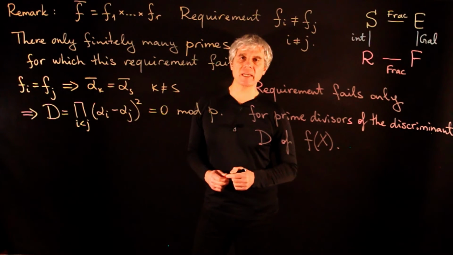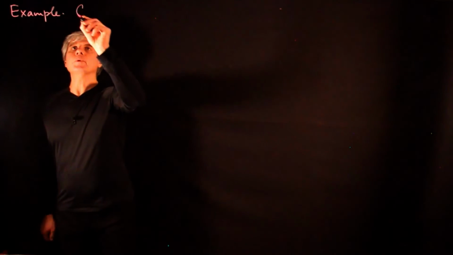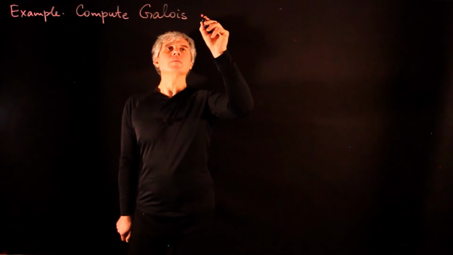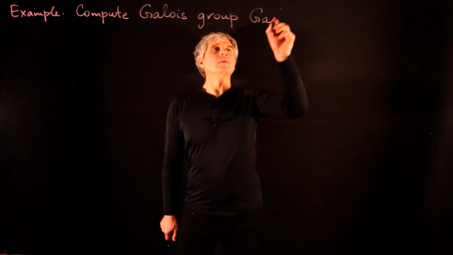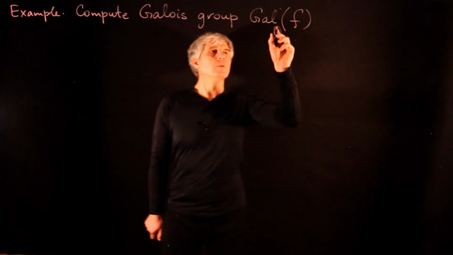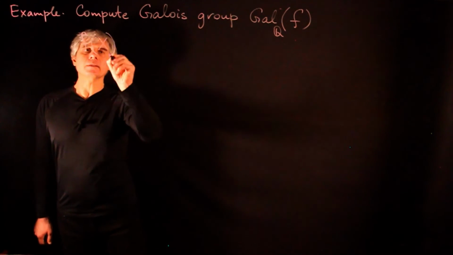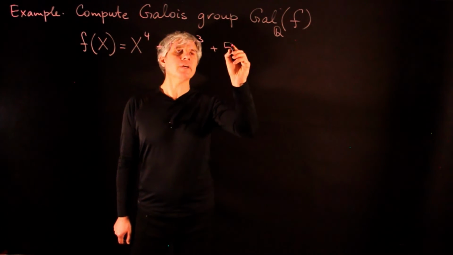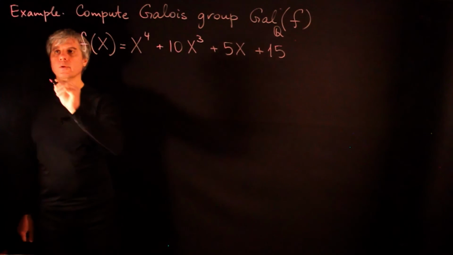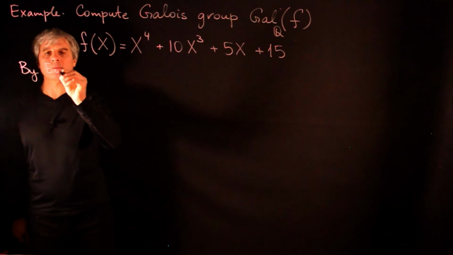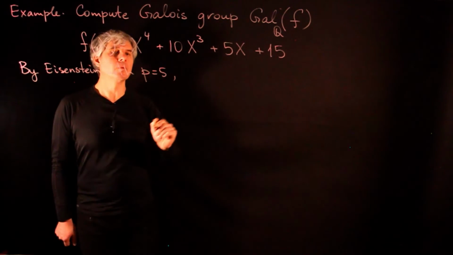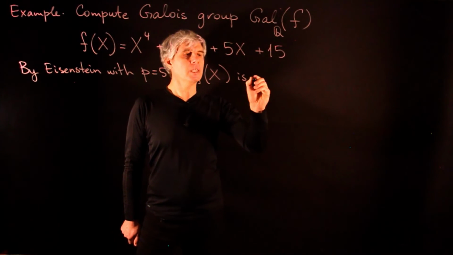Next, let us consider an example on application of this theorem. Example: compute the Galois group of the following polynomial over Q. So f of x is x to the power 4 plus 10x cubed plus 5x plus 15. So first we know that by Eisenstein with p equals 5, we conclude that f of x is irreducible.